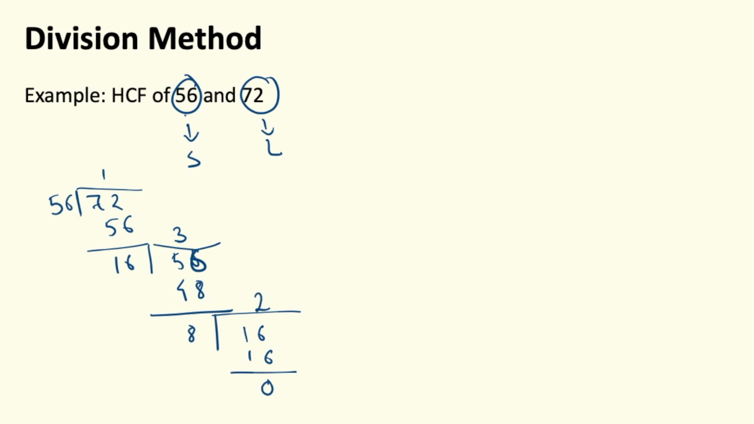Now if you notice here, when I am dividing by 8, the remainder becomes 0. As soon as the remainder becomes 0, this number which we use to divide the larger number is nothing but the HCF. And in the Euclid's method also, we have seen that the HCF of 56 and 72 is 8. Hence this proves that whatever method we choose, we will get the same result. Some are faster, some are slower, and some are efficient based on the numbers we are using.